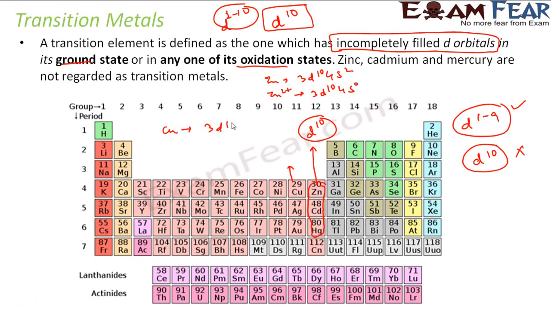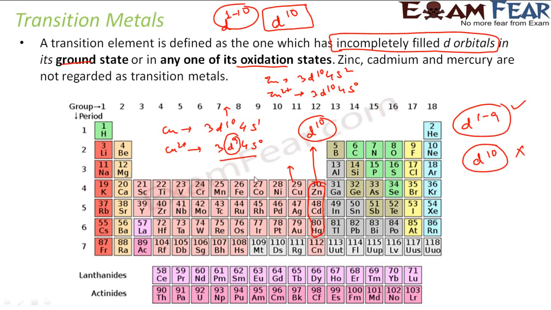But if you talk about copper, the electronic configuration is 3d10 4s1. I'll tell you why it is. If you see, this has filled d orbital, but if you talk about the common oxidation state of copper, that is Cu2+, this will have the electronic configuration of this. So if you see, it has 9 electrons, it is not completely filled. So metals which have incompletely filled d orbital in the ground state or any of its oxidation state, right? Either ground state or any of its oxidation state, they are called transition metals.